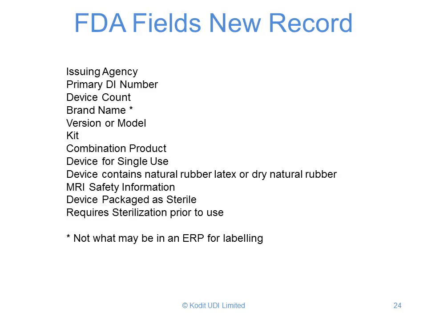When we look at the FDA data fields, the fields you see in front of you, we call these the magic fields. These are fields that once you publish them in the GUDID system, you can never change them. So if you make a mistake on these and they're published, then you have to start all over again. So pay particular attention to these fields.